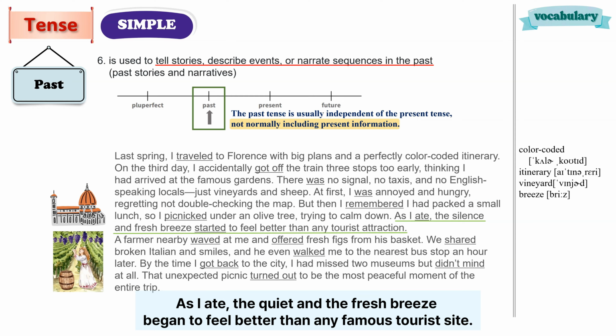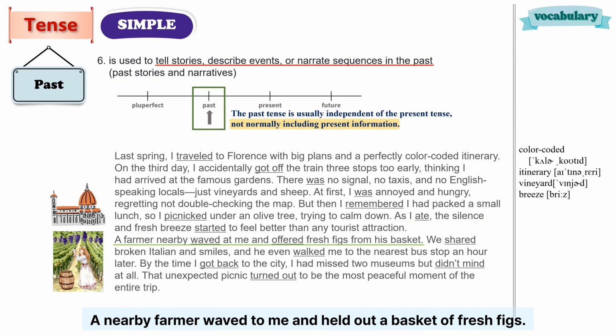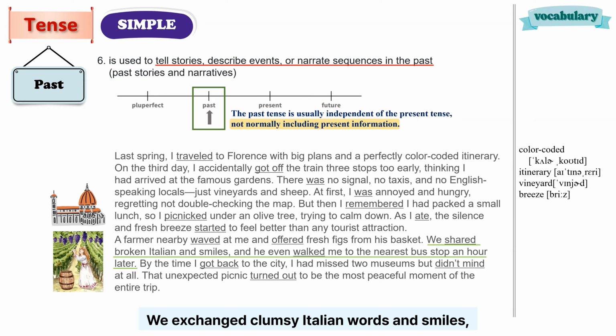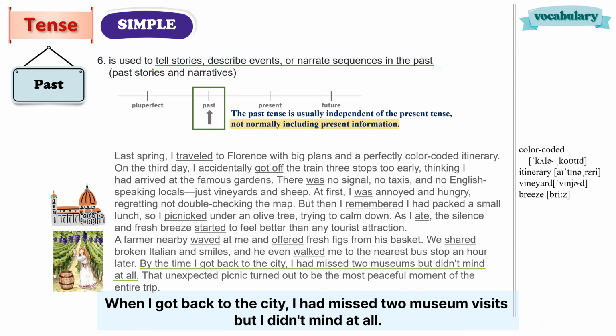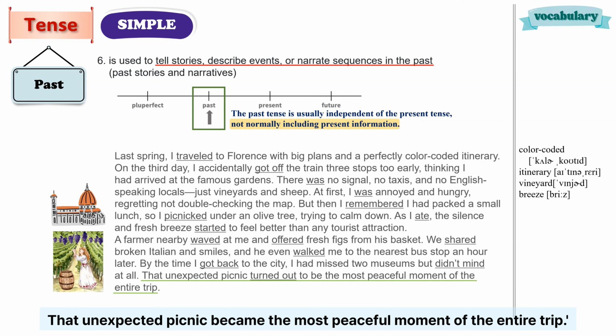As I ate, the quiet and the fresh breeze began to feel better than any famous tourist site. A nearby farmer waved to me and held out a basket of fresh figs. We exchanged clumsy Italian words and smiles, and he kindly walked with me to the nearest bus stop an hour later. When I got back to the city, I had missed 2 museum visits, but I didn't mind at all. That unexpected picnic became the most peaceful moment of the entire trip.